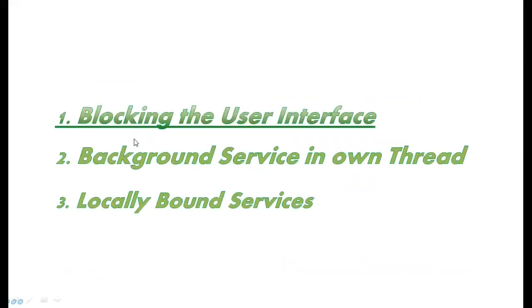We will start by talking about started services. This will run in the main thread, and we will begin by blocking the user interface. So you see what happens when you try to perform some processor-intensive or time-consuming task in a service that by default runs in the main thread. Then we will create a background service that will run the code in its own thread. And in the last video, we'll talk about locally bound services.